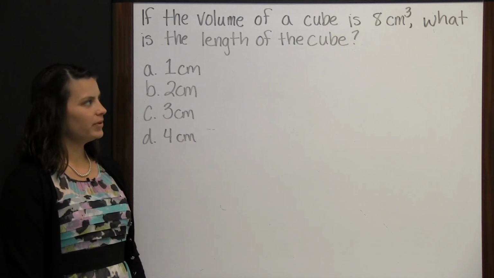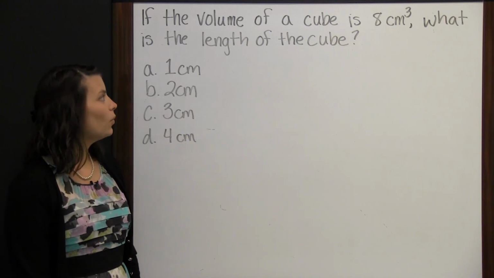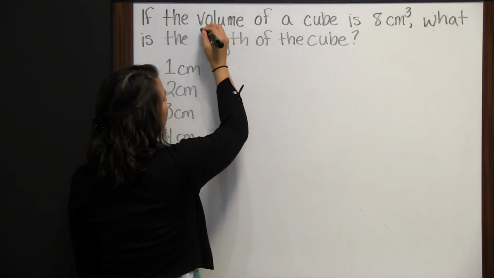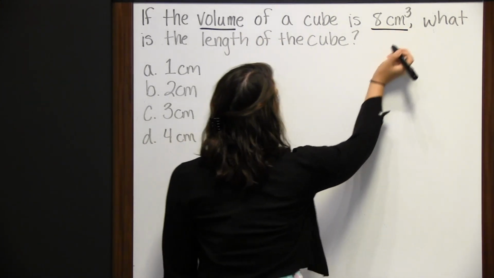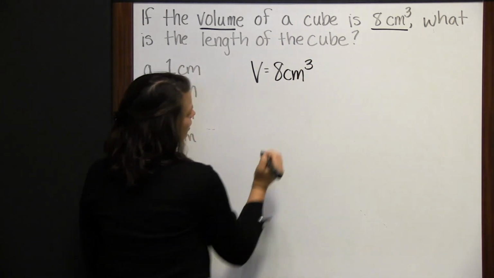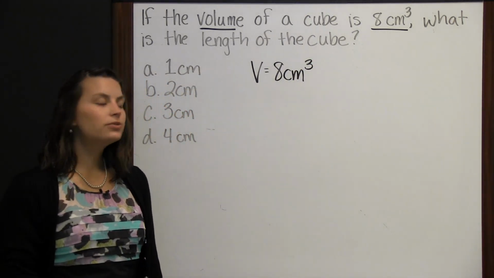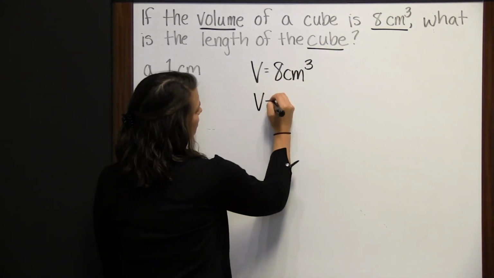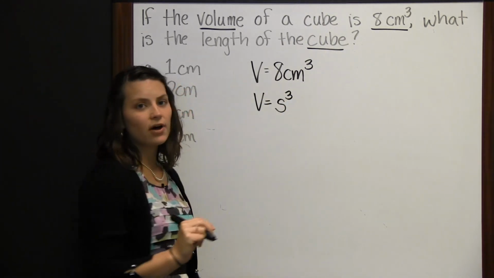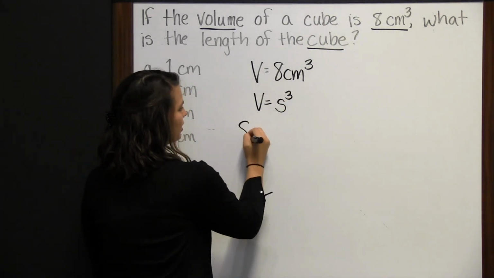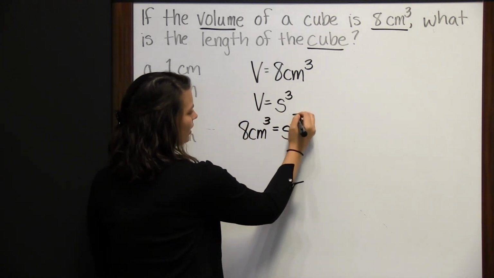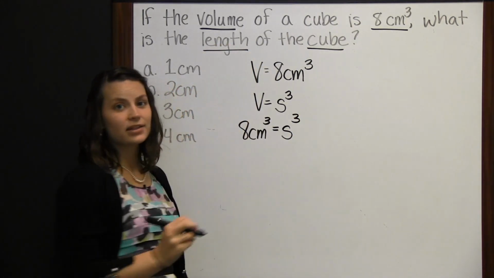If the volume of a cube is 8 cubic centimeters, what is the length of the cube? Let's start with what we know. The volume is 8 cubic centimeters. The formula for volume of a cube is side cubed. And we know what the volume is, so substitute 8 centimeters cubed for volume. So that equals the side cubed, or the length cubed.